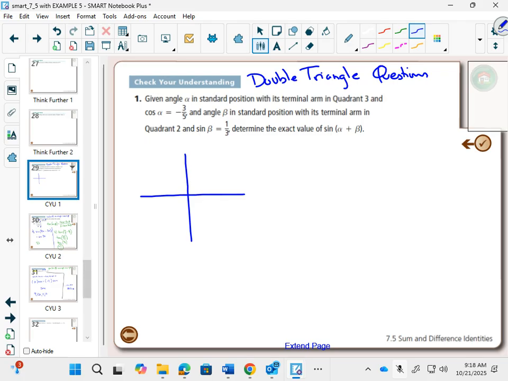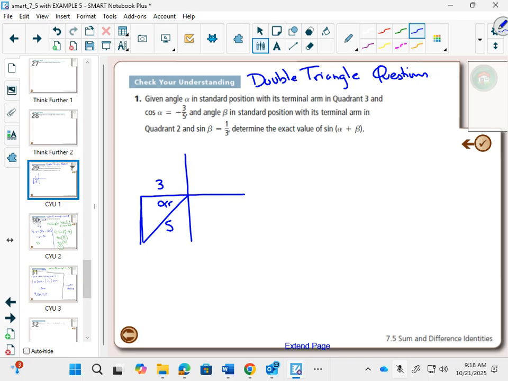I know it's in quadrant 3. I can draw it back to my nearest x-axis, and this would be my alpha reference angle. And I know that cos, which is adjacent over hypotenuse, is -3/5, so I can label this side as 3, this side as 5.